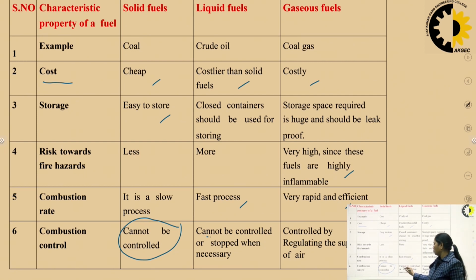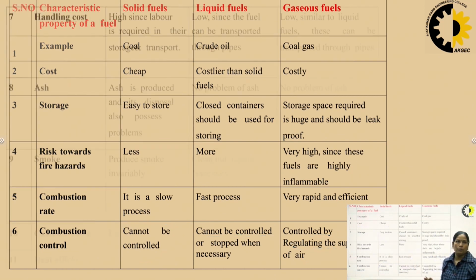Liquid fuel cannot be controlled or stopped very easily, but gaseous fuel can be controlled by regulating the supply of air. If we close the switch of the burner, the air supply will stop and the gaseous fuel immediately switches off. Gaseous fuel does not burn now. So in case of combustion control, gaseous fuels are the best fuel as per this particular parameter.